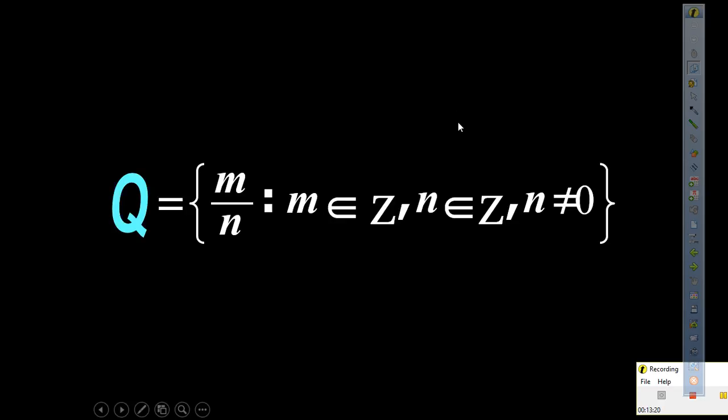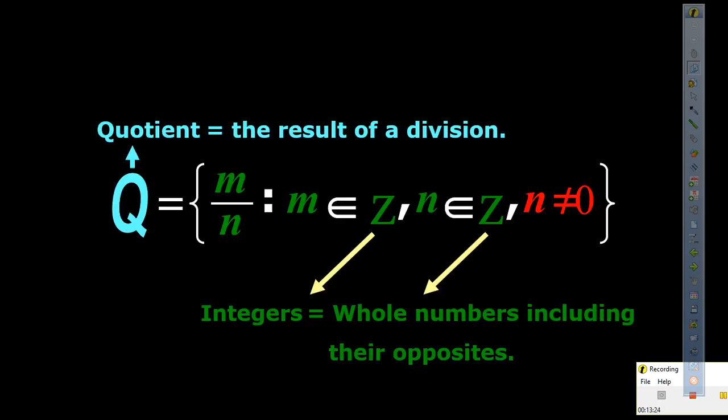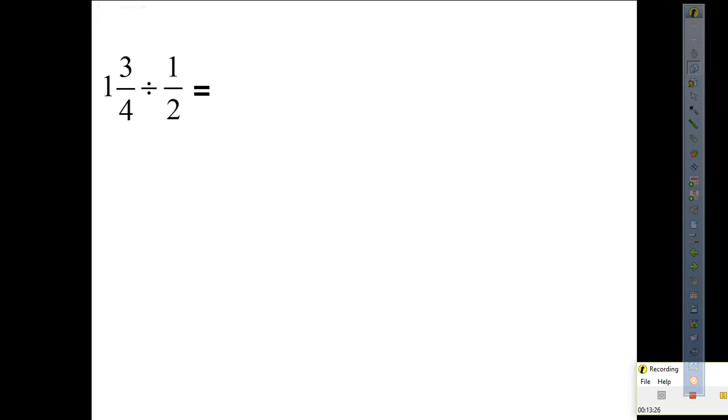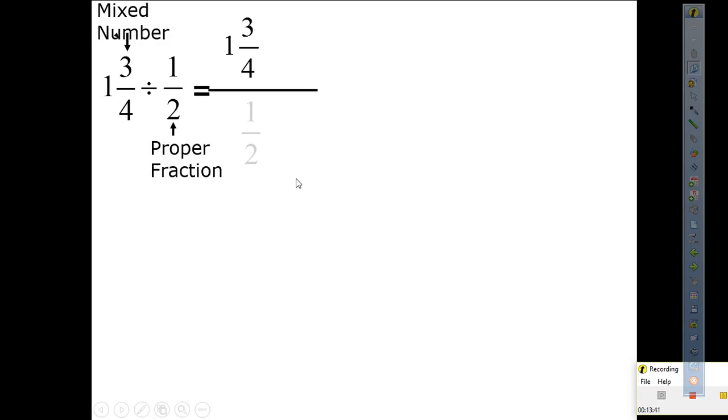So now let me show you a situation. Pay attention, please. Hold the questions to the end. Look at this situation. We have 1 3/4 divided by 1/2. What does that look like if I write it as a fraction? Because division is a fraction, right? It should look something like this. But according to the definition, are these integers? Is this an integer?